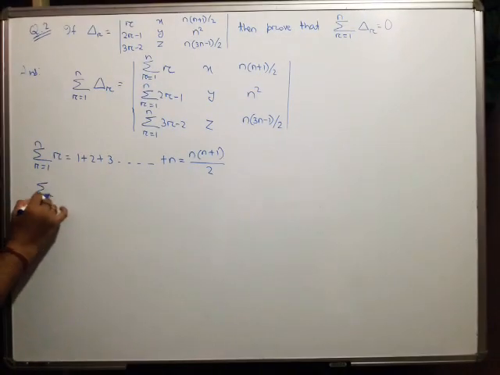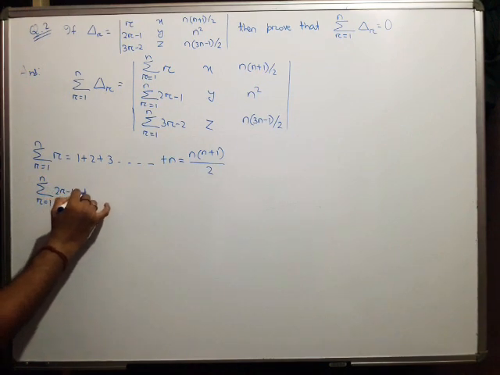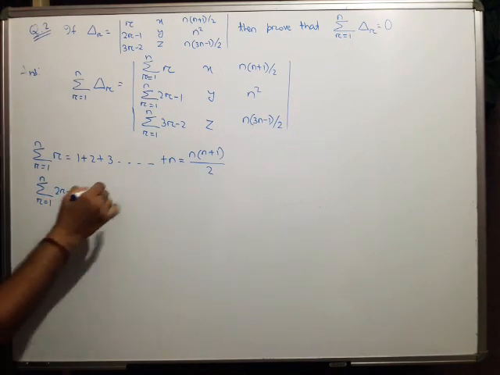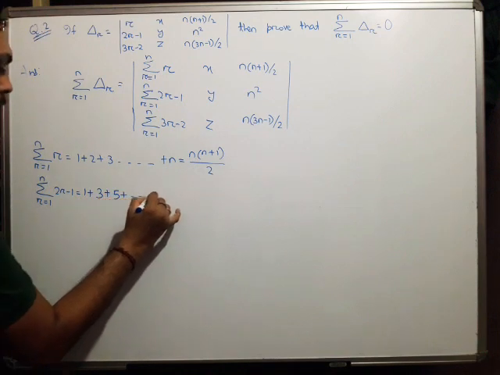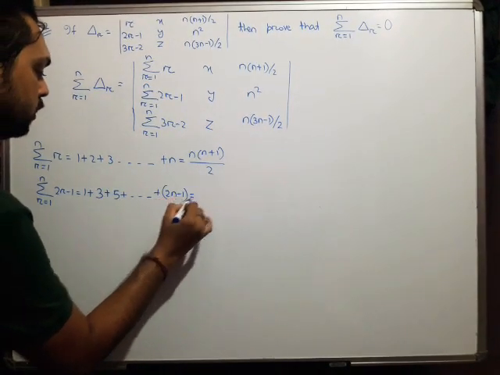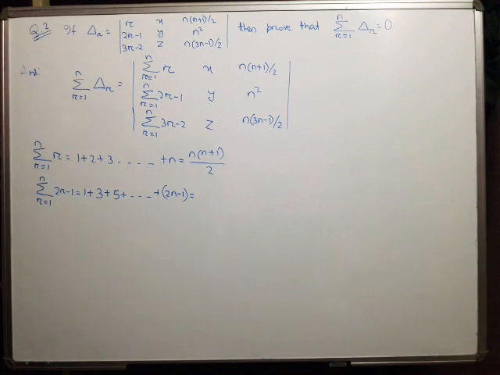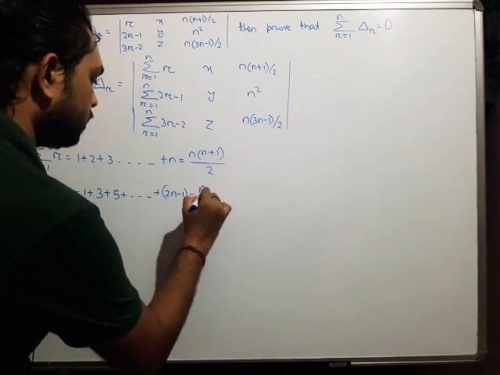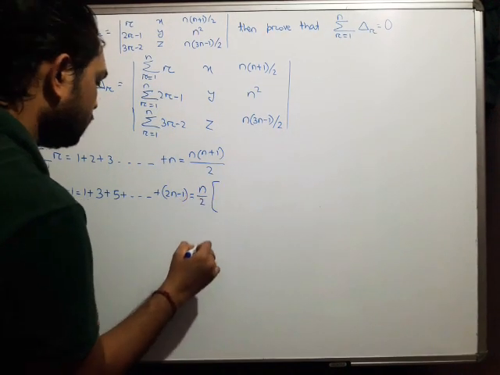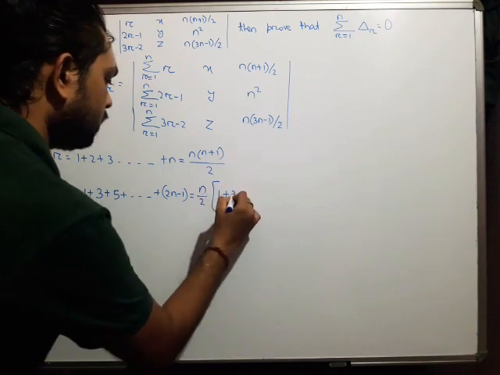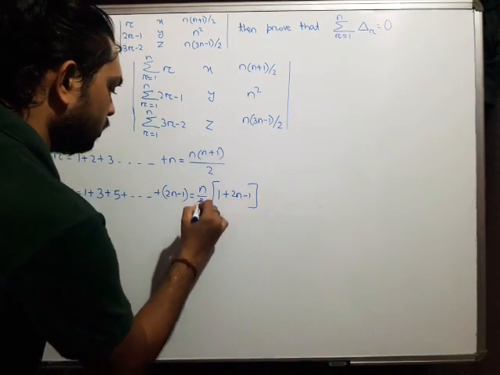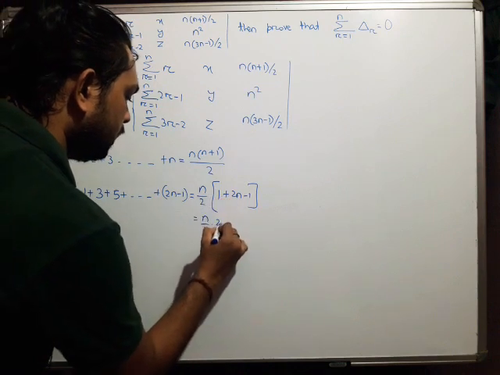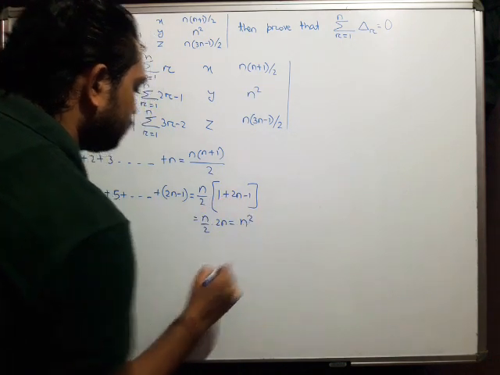Next, summation of r equals 1 to n of 2r minus 1, this is 1, next is 3, next is 5, and nth term will be 2n minus 1. So basically this is an AP, arithmetic progression, and its common difference is 2, number of terms is n. So we can say its sum will be equal to number of terms divided by 2, times first term plus last term. So this will be equal to n by 2 times 2n, so this is n square.